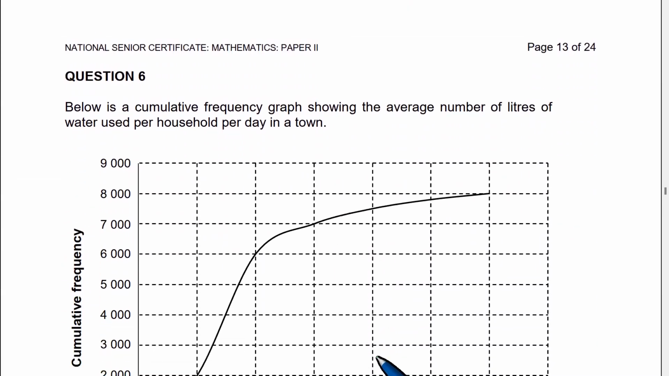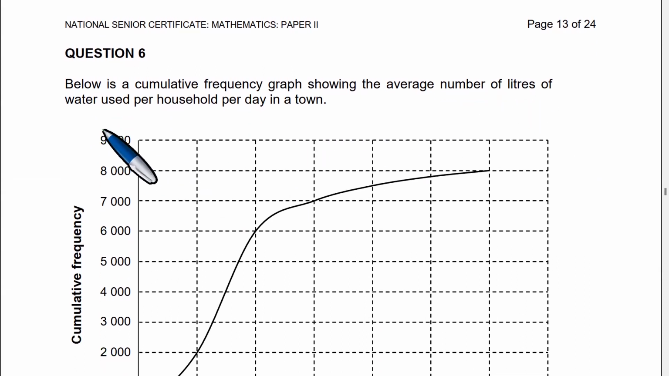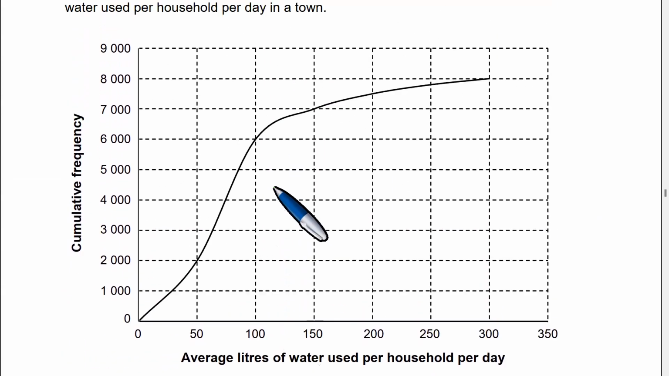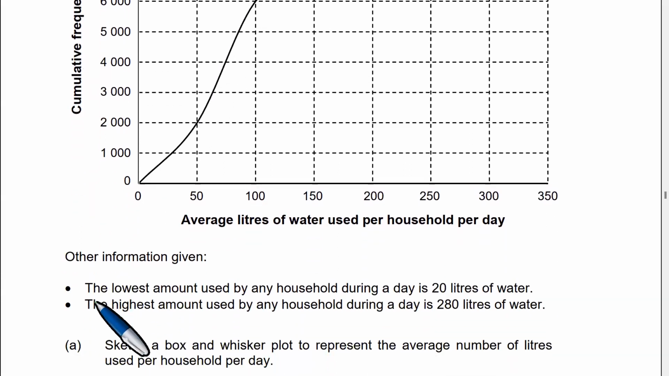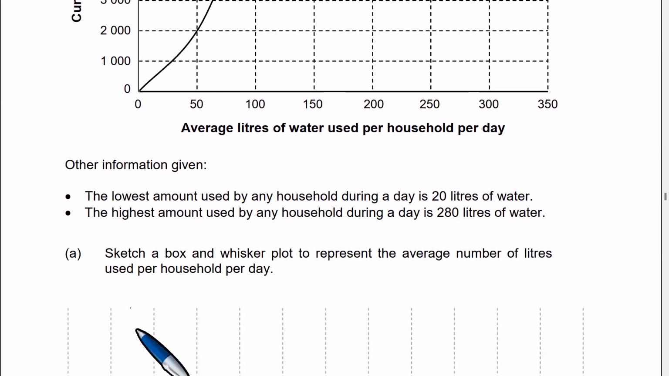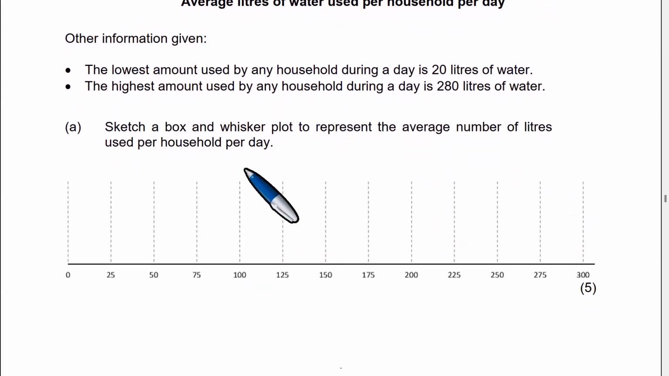Question 6 is a little bit about statistics. Let's just enjoy ourselves. Below is a cumulative frequency graph showing the average number of liters of water used per household per day in a town. Okay, you can see here's the diagram. Other information given, the lowest amount used by any household during a day is 20 liters of water. The highest amount used by any household during a day is 280 liters of water. Sketch a box and whisker plot to represent the average number of liters used per household per day.